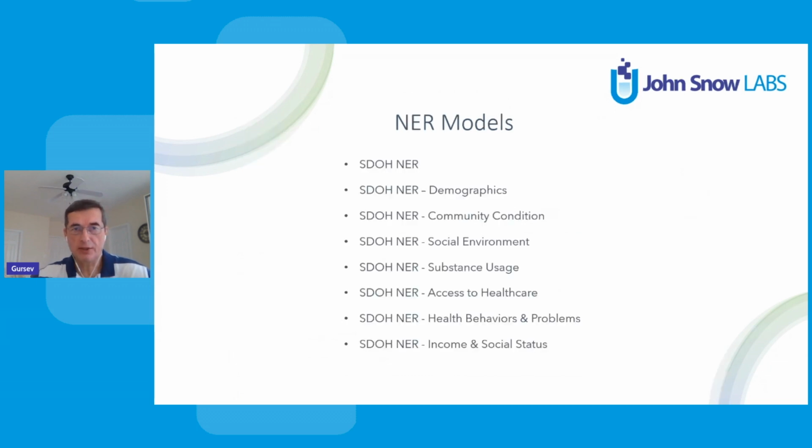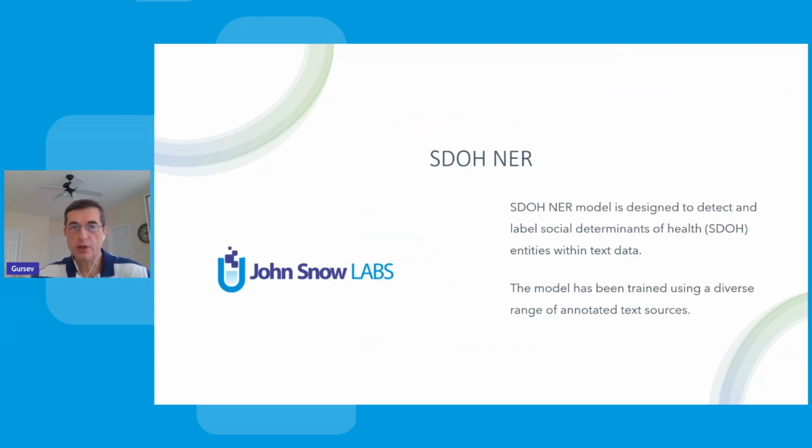So the NER models, right now we have 8 of them. I will discuss these today. And these are, as you see, starting from the SDOH NER, it's the workhorse model, and coming down to more specific models. So the SDOH NER model is designed to detect and label all the SDOH entities within text data. It's been trained using a diverse range of annotated text sources.